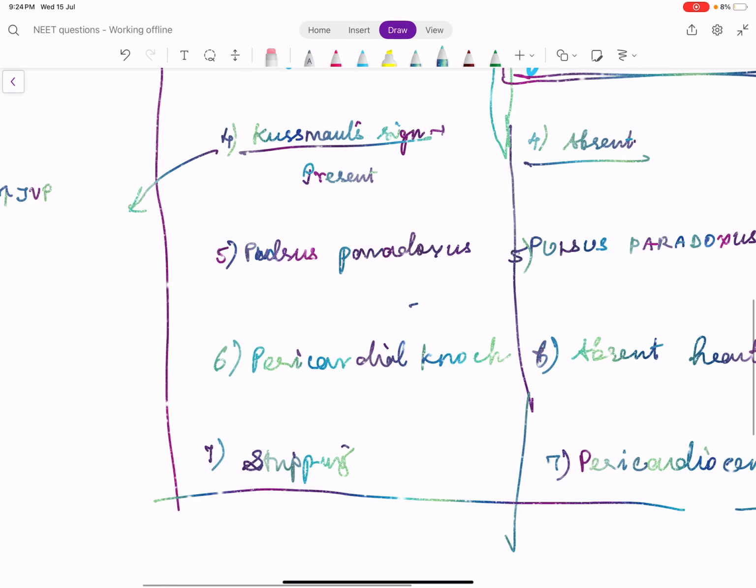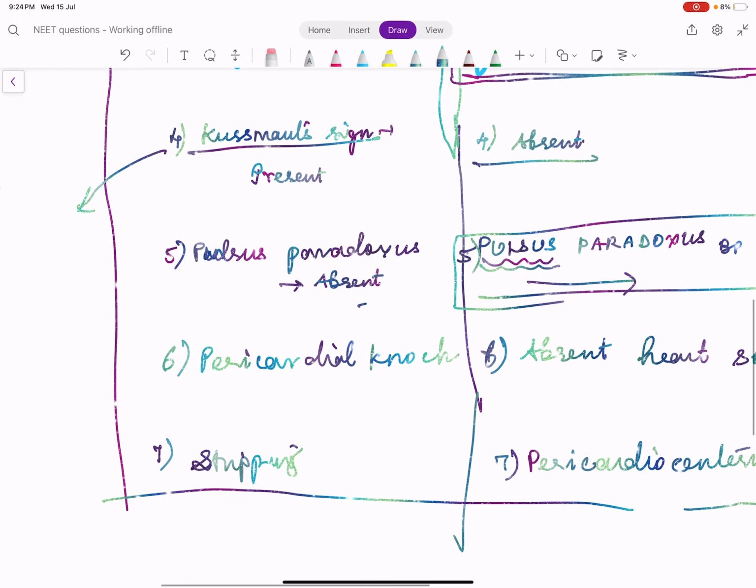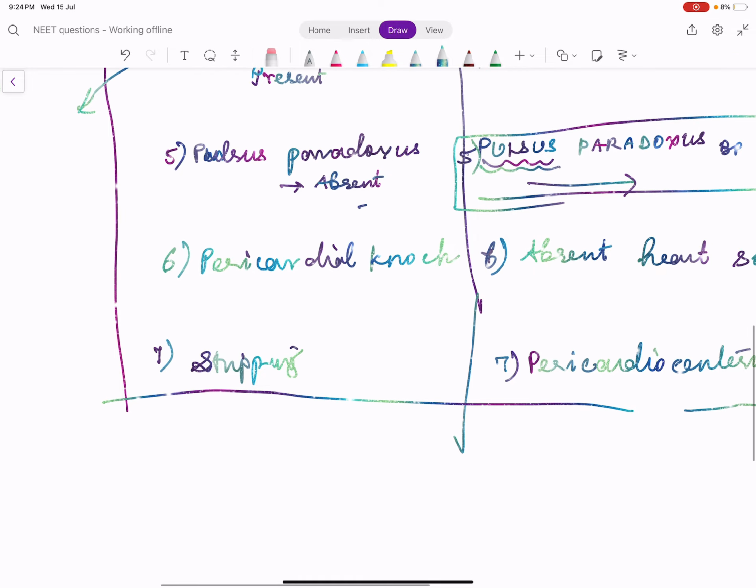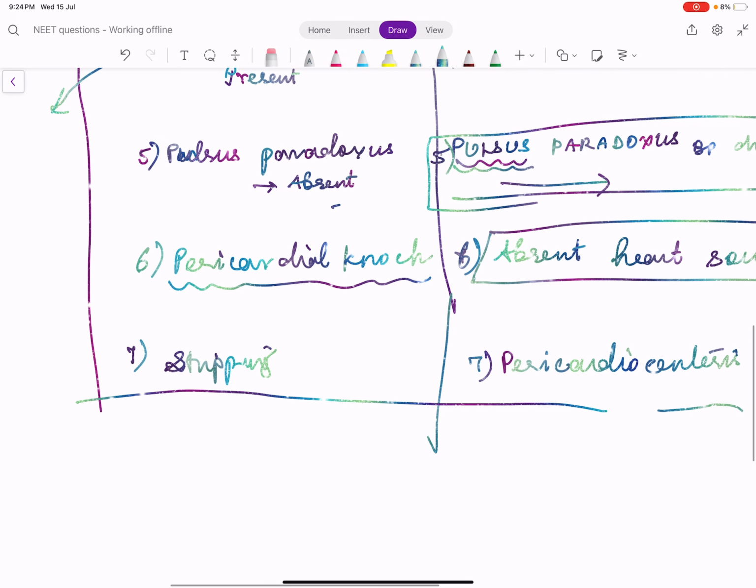Pulsus paradoxus is a very specific finding. It is present in cardiac tamponade. Remember, pulsus paradoxus is a paradoxical fall in BP of more than 20 millimeters of mercury during inspiration. It is not a pulse finding, it is a BP drop during inspiration. It is typical of cardiac tamponade. Remember this also. What auscultation finding do we get in constrictive pericarditis? We get a pericardial knock. Whereas in cardiac tamponade, we will not hear breath sounds or cardiac sounds.